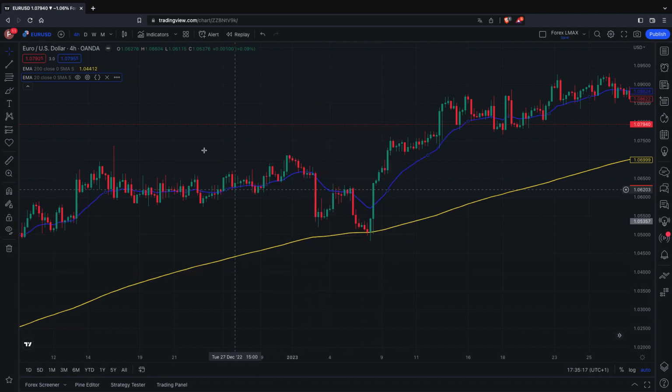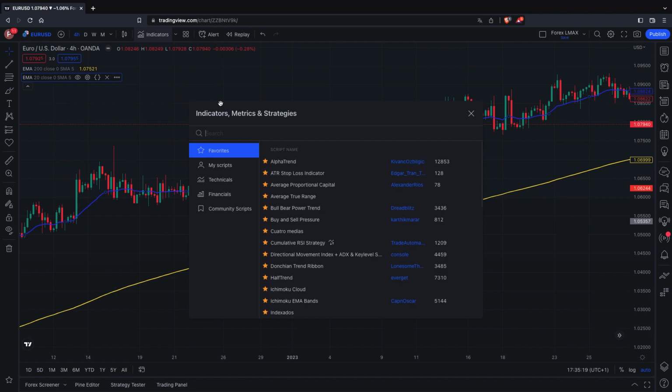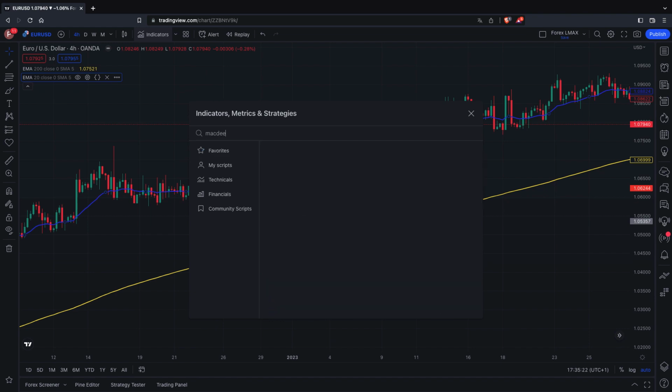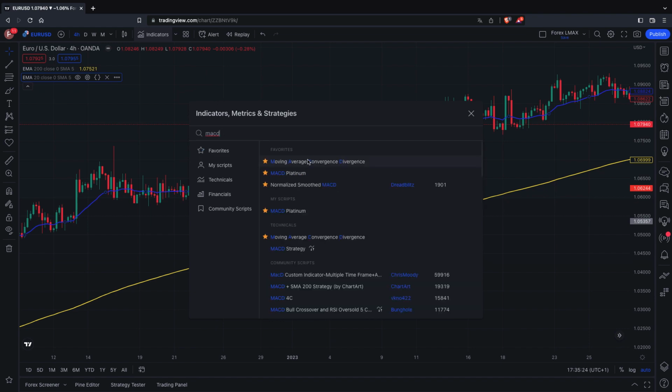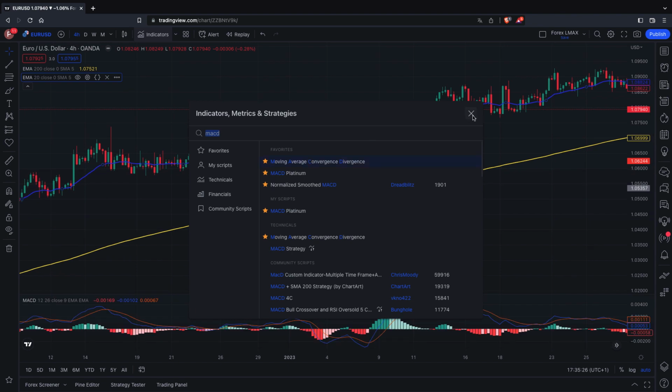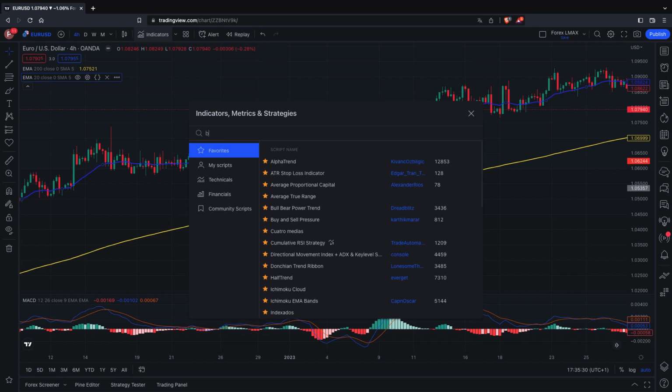Second indicator is MACD. We use the default settings. MACD gives us the main signal to enter the market, a bullish cross of the MACD line and the signal line below the 0 line for a bullish signal and the opposite for a bearish signal.